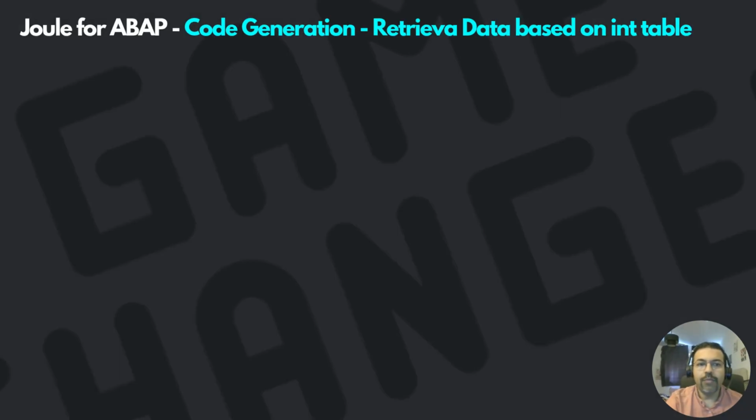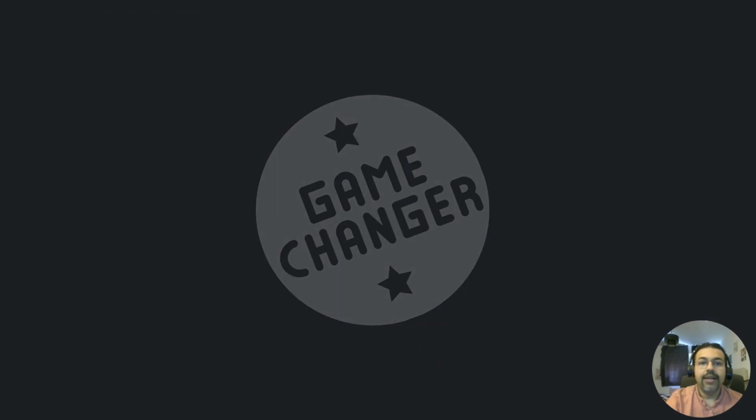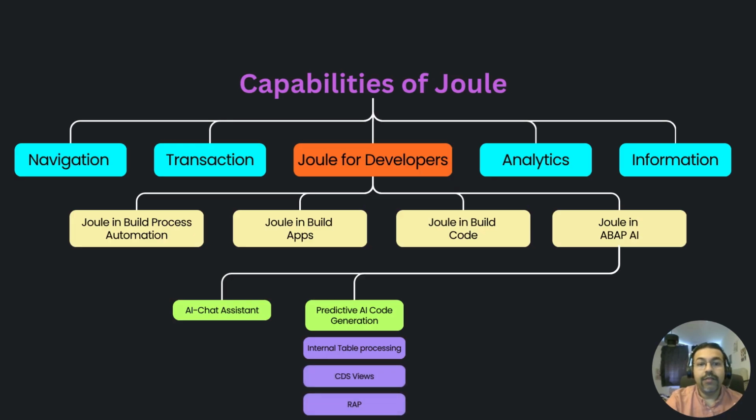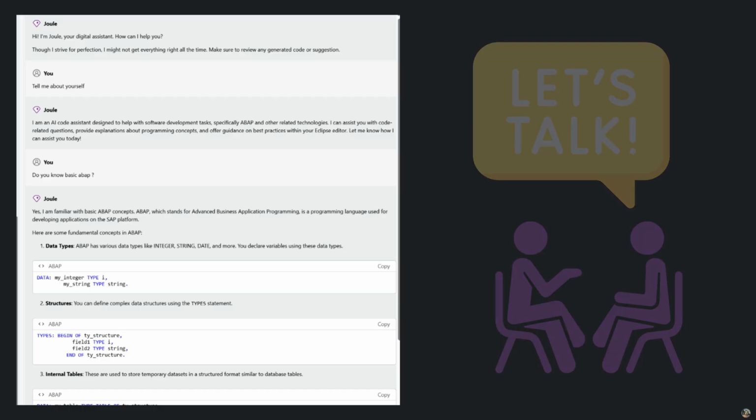I personally found this whole topic of Joule code generation and code prediction to be very interesting. It is really path breaking, especially if you come from the old school world of ABAP development. In this video, we were mostly working with internal tables, and in the subsequent videos, we will explore the capability of predictive code completion in other areas also, such as CDS views, RAP objects, etc. We will also look at the other capabilities of code explanation and automated unit test generation for classes and CDS views. In the meantime, let's open up Eclipse and let's start talking to Joule.